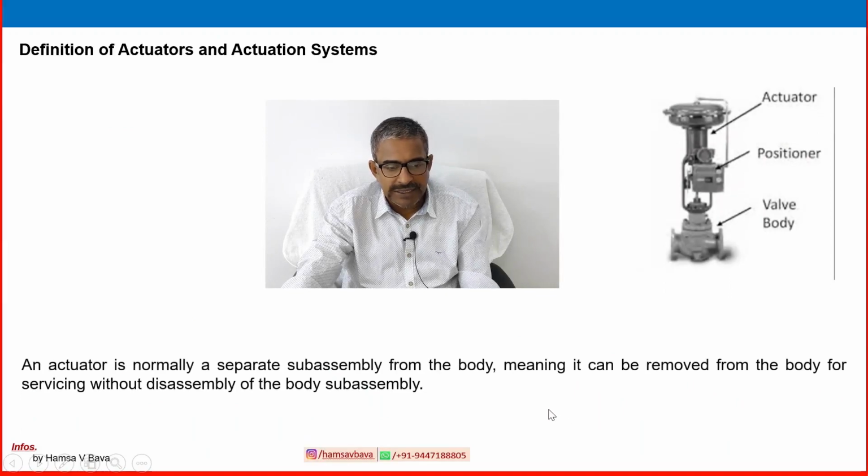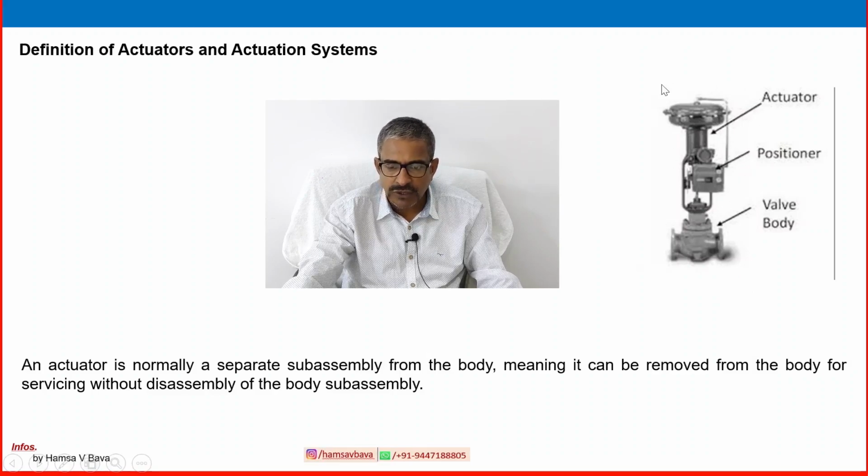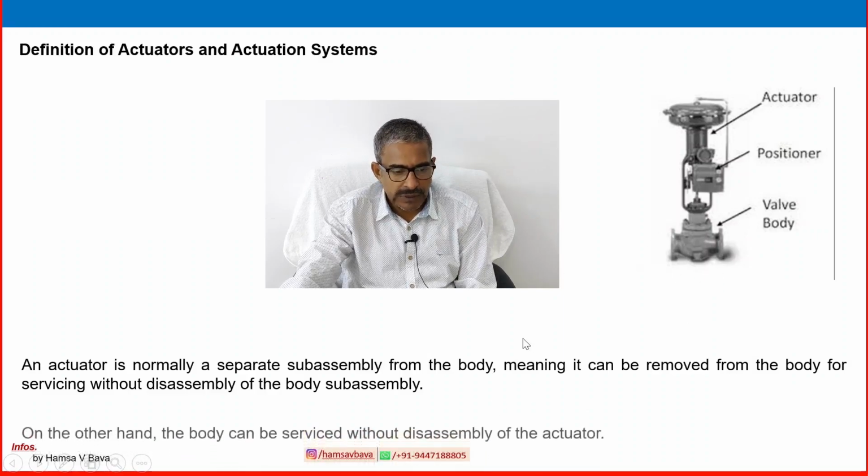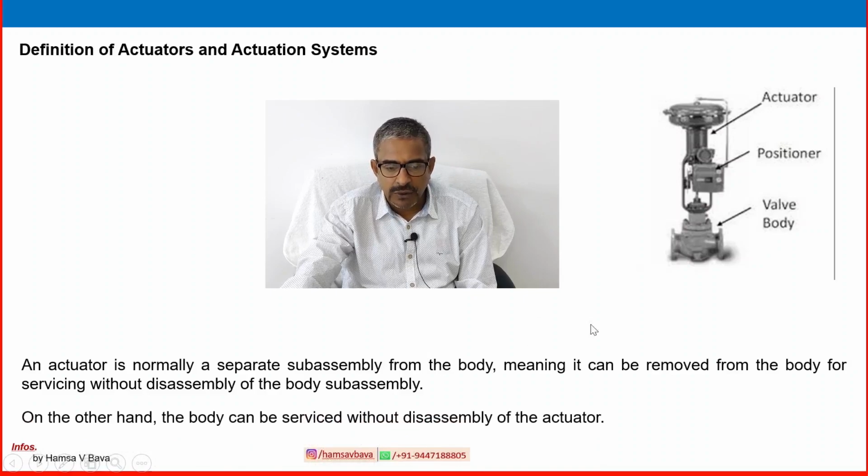An actuator is normally a separate sub-assembly from the body. Here it is a sub-assembly from the body. This is the body, this is the positioner area and part of the actuator system. This is the real actuator, meaning it can be removed from the body for servicing without disassembly of the body sub-assembly. So from the body we can remove all this separately without affecting or disassembling the body. On the other hand, the body can be serviced without disassembling the actuator. That is, the body can also be serviced without disassembling this actuator system.